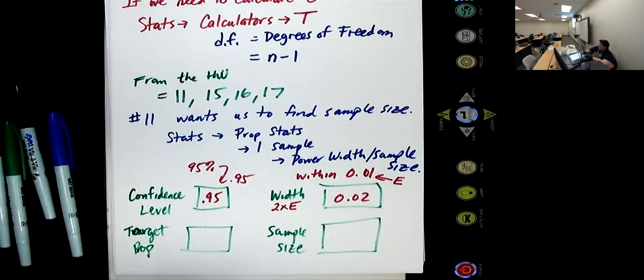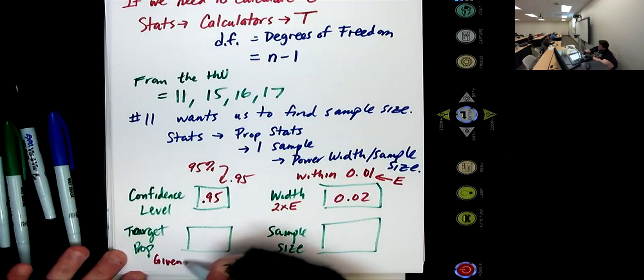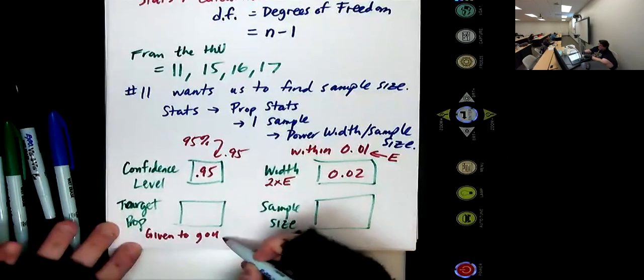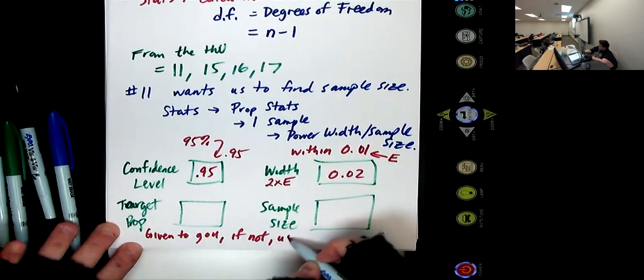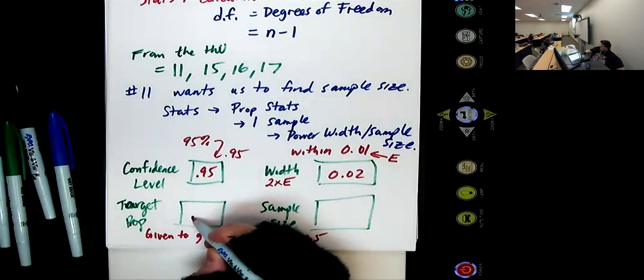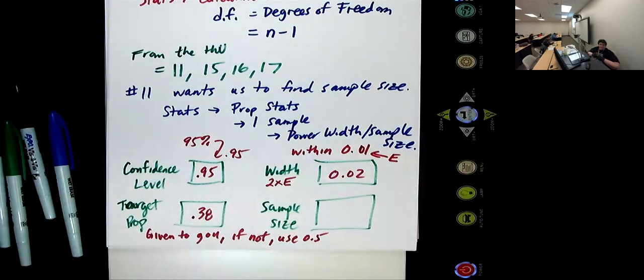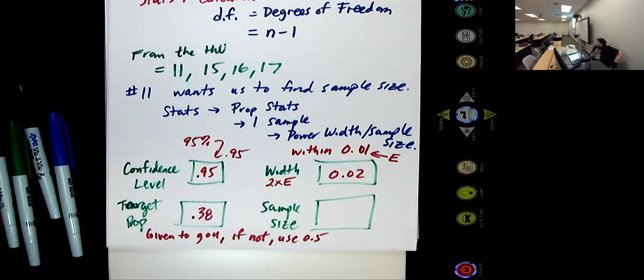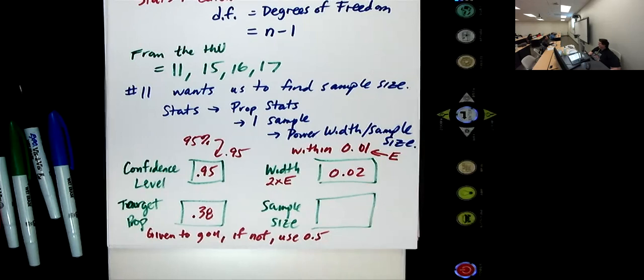Target proportion is either given to you. If not, use 0.5. In this case, they said the previous estimate was 0.38. It actually does an A and a B. It says 0.38 and it says no prior estimate. So when I do B, I'm going to use 0.5. Once you have those, you hit compute and it will fill in this box for you. Okay?